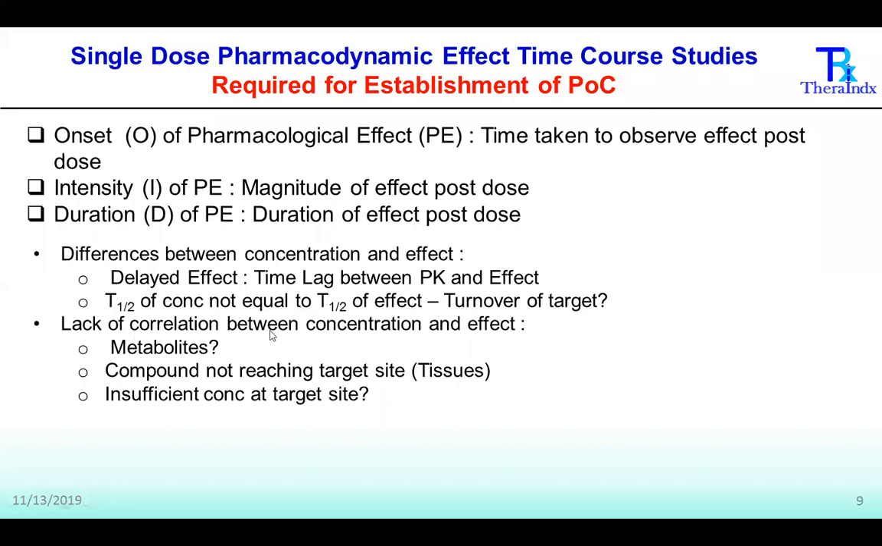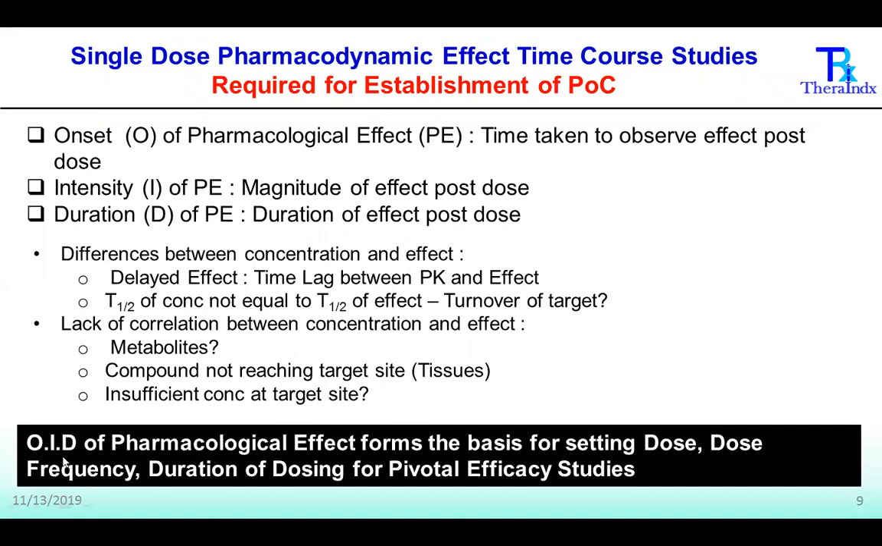And then there is the lack of correlation between concentration and effect. If metabolites are formed, one would see that the concentration of the parent compound is much lower than therapeutic concentrations, but yet we observe effect. It's quite possible that the metabolites are also active on the target. The second is the compound is not reaching the target site. If the target is inside the tissues, if the compound does not reach the tissue, you may not see the effect. Or is it insufficient concentrations at the target site?